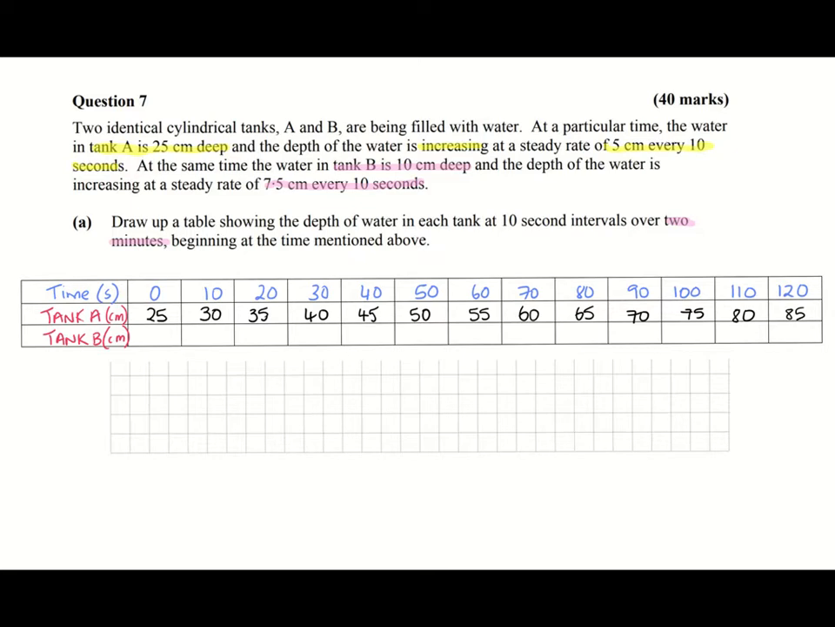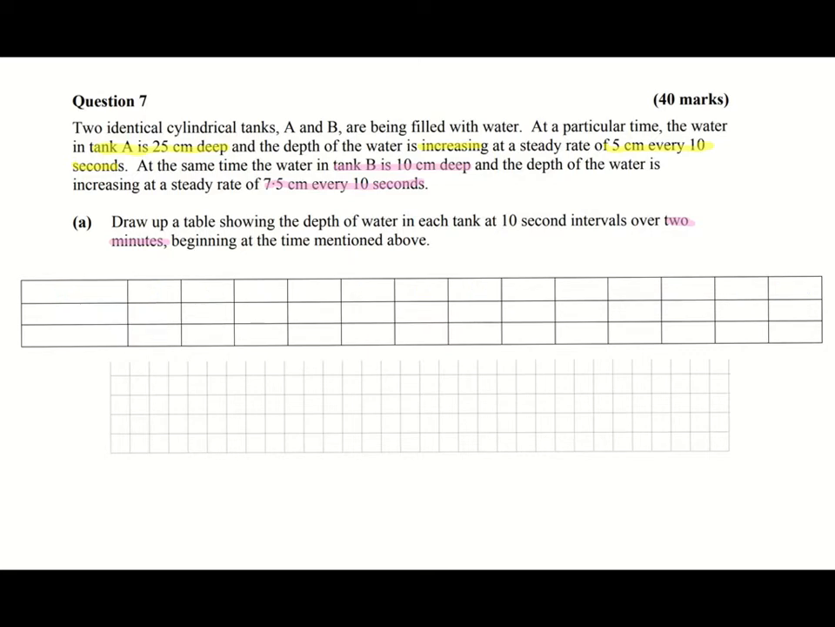Now tank B was 10 to start with, and it goes up 7.5 every 10 seconds, so 17.5, 25, 32.5 and so on. You can keep filling it in. You can see already that there's a difference in the rates, even though they started at different points. The rate for tank B is much faster filling up, so even though it started at a lower point, by the end of the 2 minutes it's actually more full. It's got 100 centimeters of water as compared to 85 in tank A.